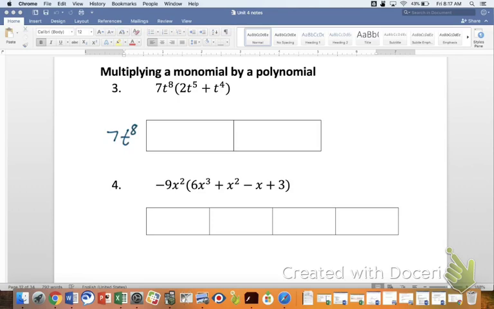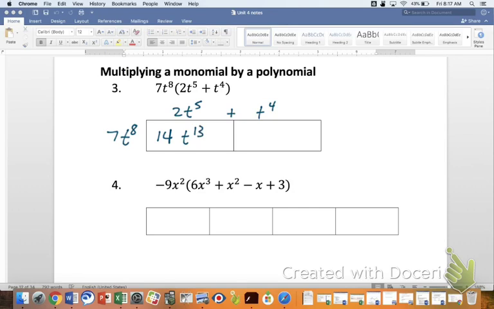So the way we do this is we write 7t to the 8th right there, and 2t to the 5th there, plus t to the 4th right there. And inside each box simply is going to be the product of each of these terms. So 7t to the 8th times 2t to the 5th, the result of that's going to go right here. So 7 times 2, of course, is 14. And remember, of course, that when you multiply like bases, t to the 8th times t to the 5th, you add your exponents. 8 plus 5 is 13.